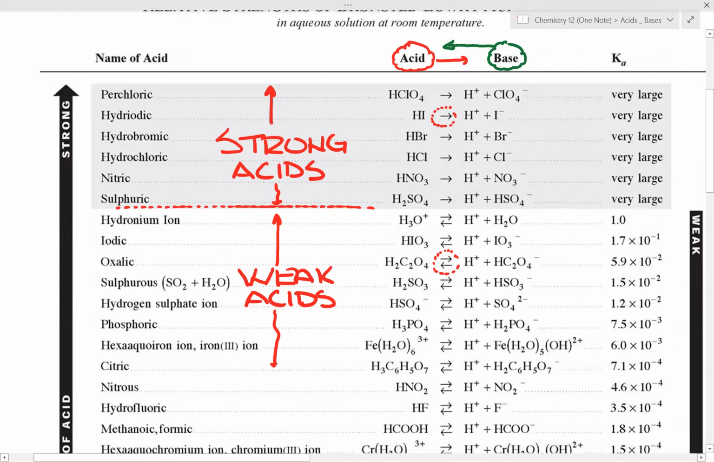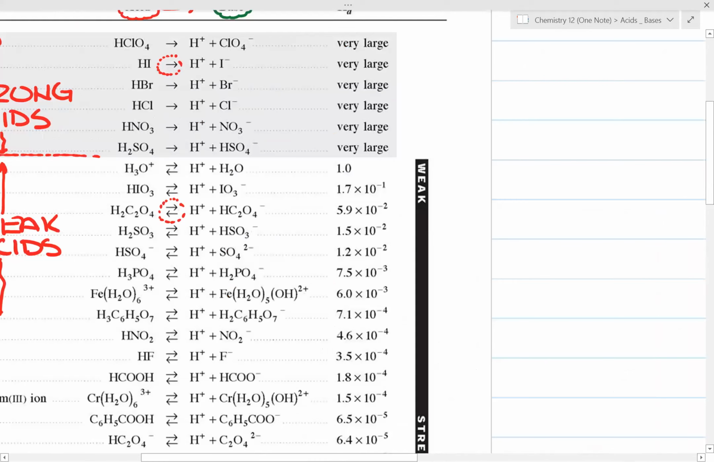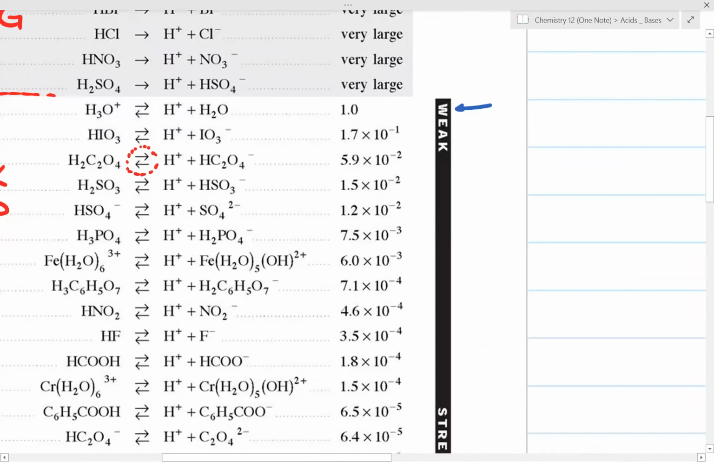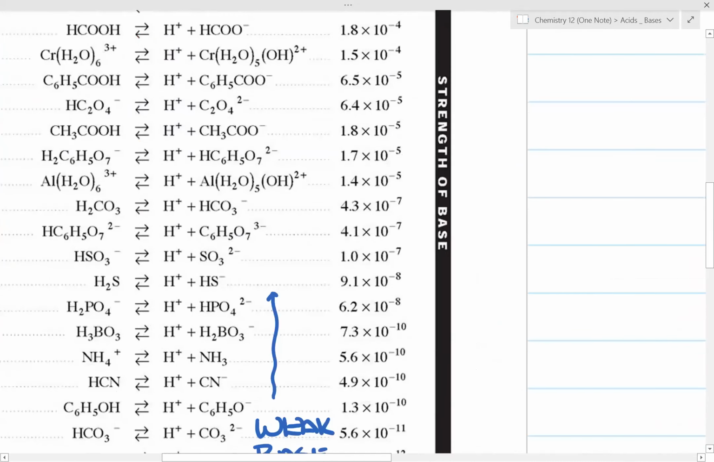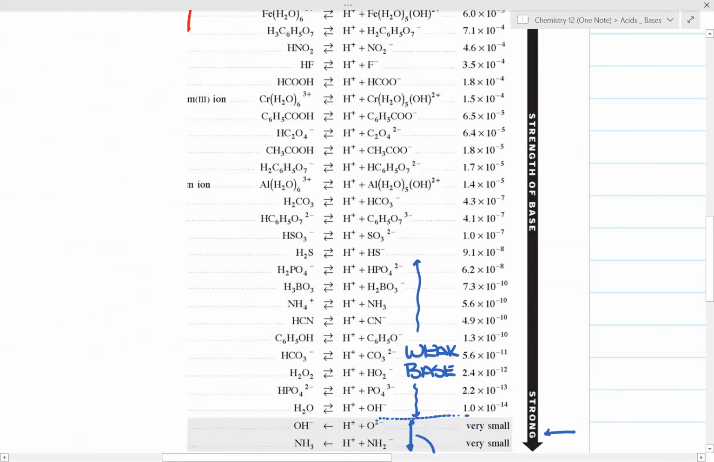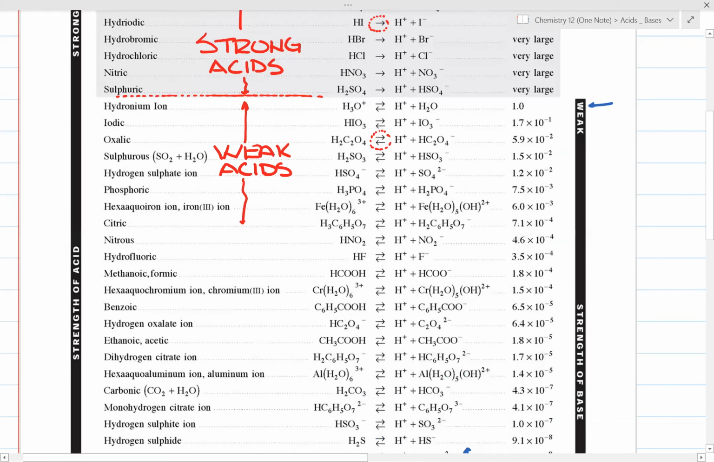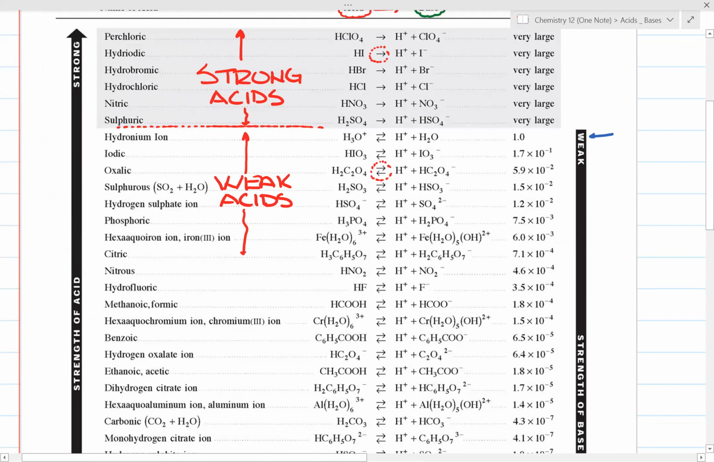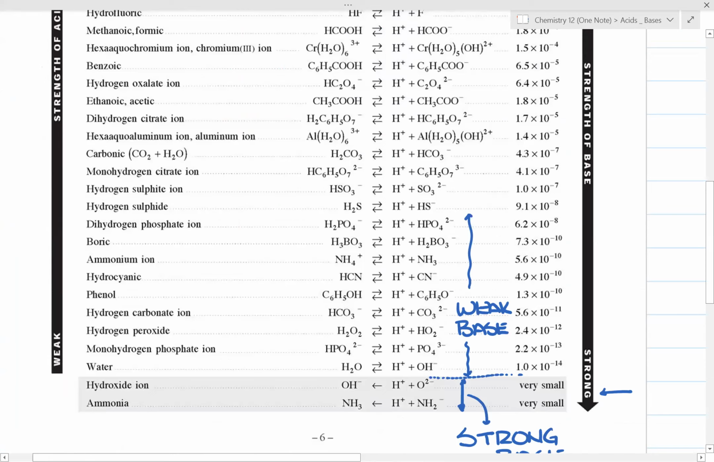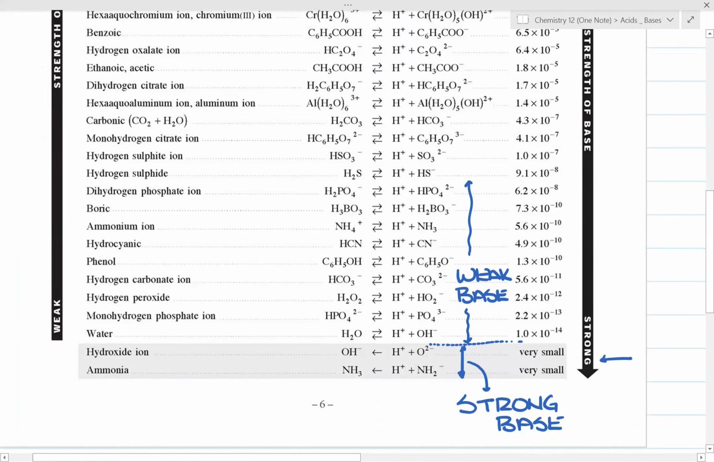So there's a ranking. For bases, you look down the right-hand side. Notice water here is considered weak. And as you scroll down the strength of bases, it becomes stronger. Okay, so you notice that there seems to be an opposite effect. As the acid gets stronger, its conjugate base gets weaker, and vice versa. The weaker the acid, the stronger the conjugate base. So in the next half of this lesson, we're going to talk about how to use this acid-base chart.